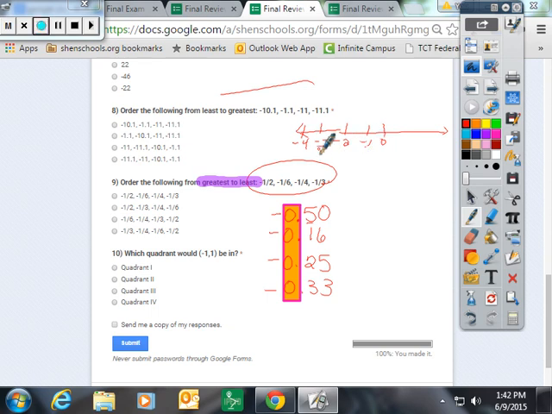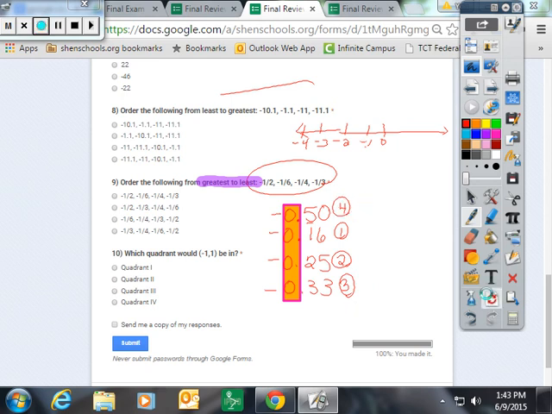And I kind of think about this in terms of money. I'm down $50. That's a lot. I would much rather be down $16. That's the greatest, because I'm really not that far in debt with minus 16. After that, this one is going to be the next greatest, because I'm only down $25. This one is down $33, and this one is down $50.